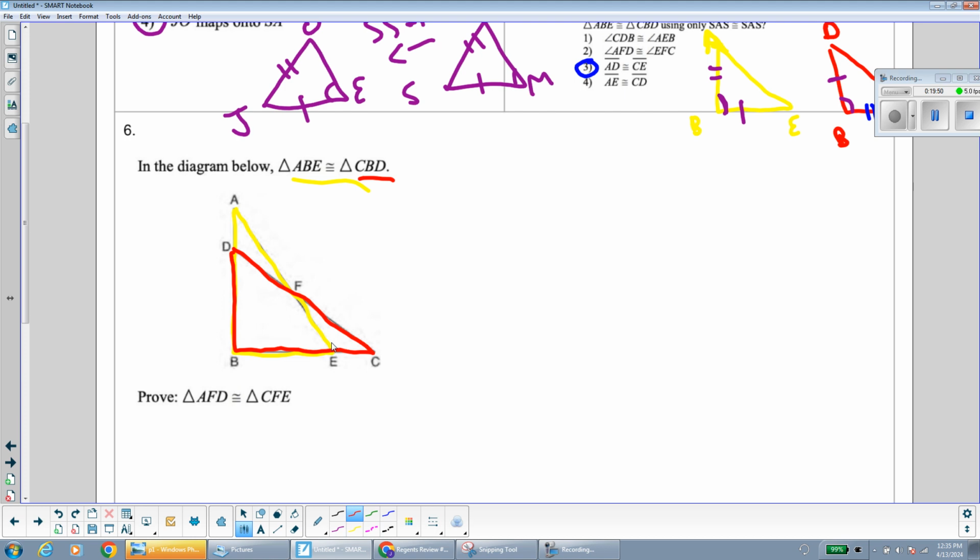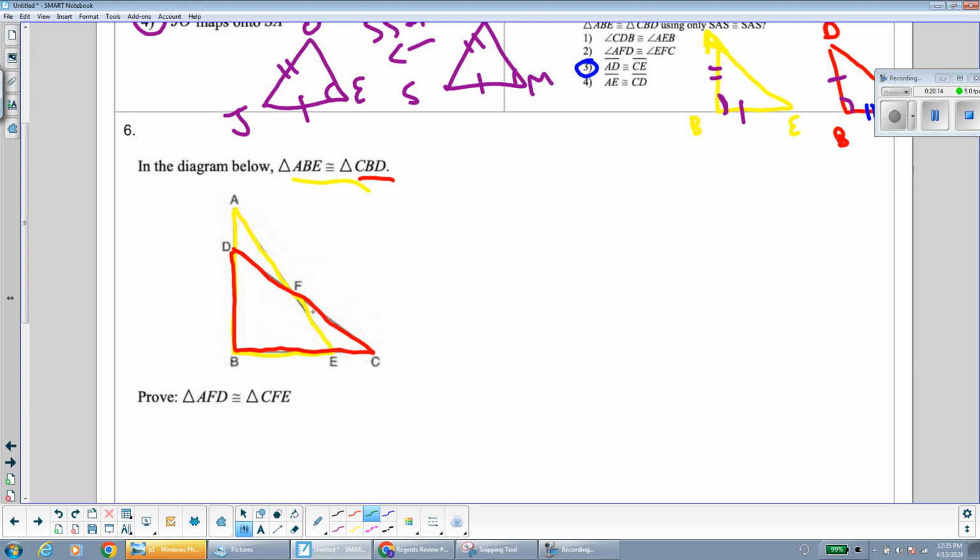So what we're going to do is we're going to try to use the fact that the big triangles are congruent to CPCTC more information that's in the small triangles as well. So we're going to try to find parts of the big triangles that are also part of the small triangles. So let's take a look and let's see.